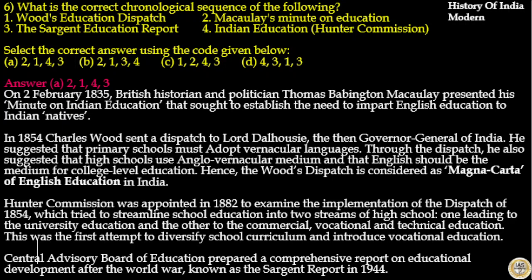Hunter Commission was appointed in 1882 to examine the implementation of the dispatch of 1854, which tried to streamline school education into two streams of high school, one leading to the university education and the other to the commercial, vocational and technical education. This was the first attempt to diversify school curriculum and introduce vocational education. Central Advisory Board of Education prepared a comprehensive report on educational development after the World War, known as the Surgeon Report in 1944. So here answer to this question is option A, 2143.